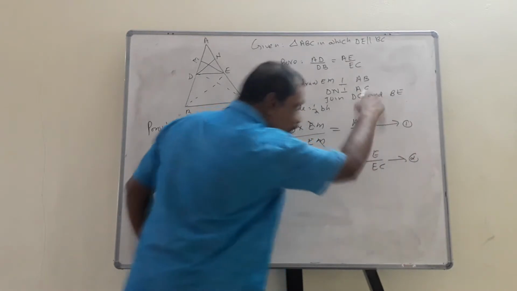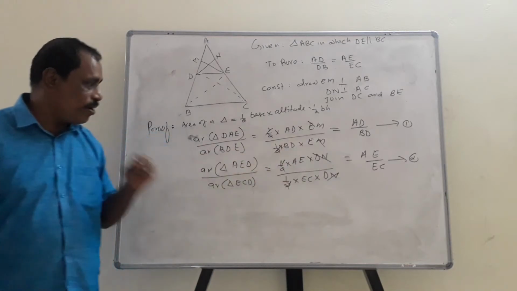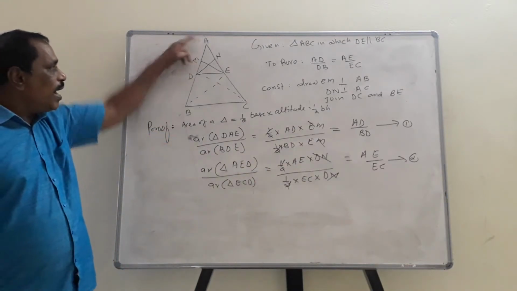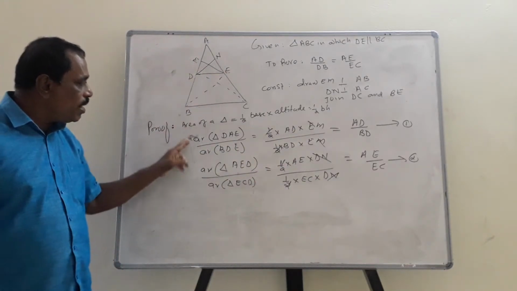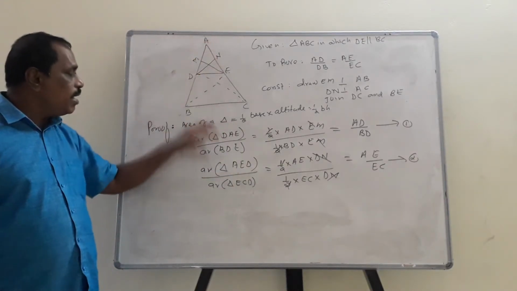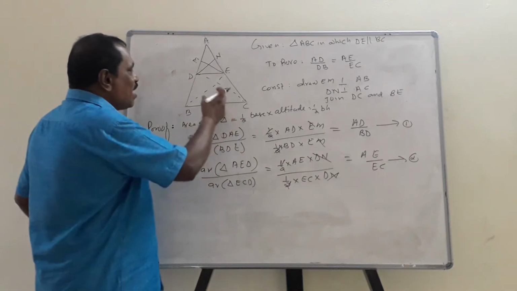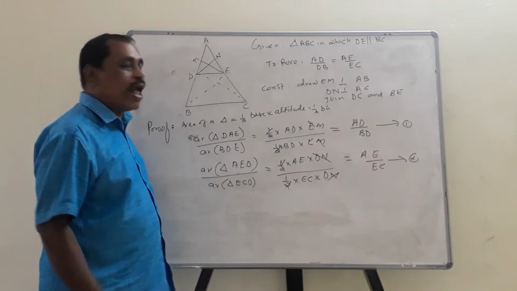Equation number 2. Can we equate both? No, because the LHS are not equal, so we cannot equate. Now we know one thing: ADE and AED in the numerator are equal, correct? Now, I am taking your memory back to 9th standard.